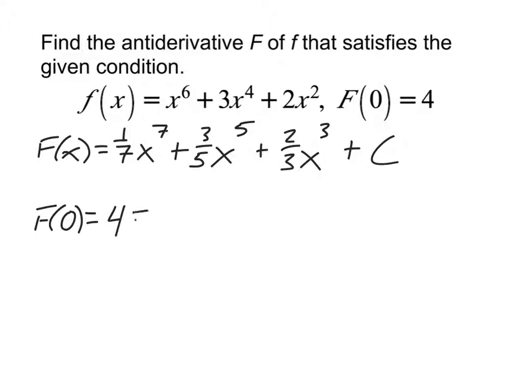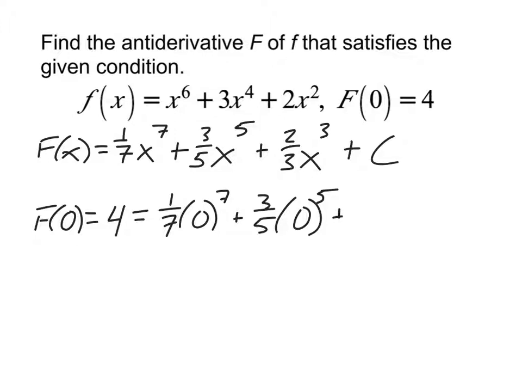So we're going to go 4 equals 1/7 times 0 to the 7th plus 3/5 times 0 to the 5th plus 2/3 times 0 cubed plus c. And I'm just going to solve for c. Now in this case, you probably are already noticing c is going to be pretty easy to find, right? They won't always be, but this gives us a nice way to start. The reason why this one does end up being so easy is because all of these zeros along there create a bunch of zeros, and by the time I simplify that out, I just find that c equals 4.